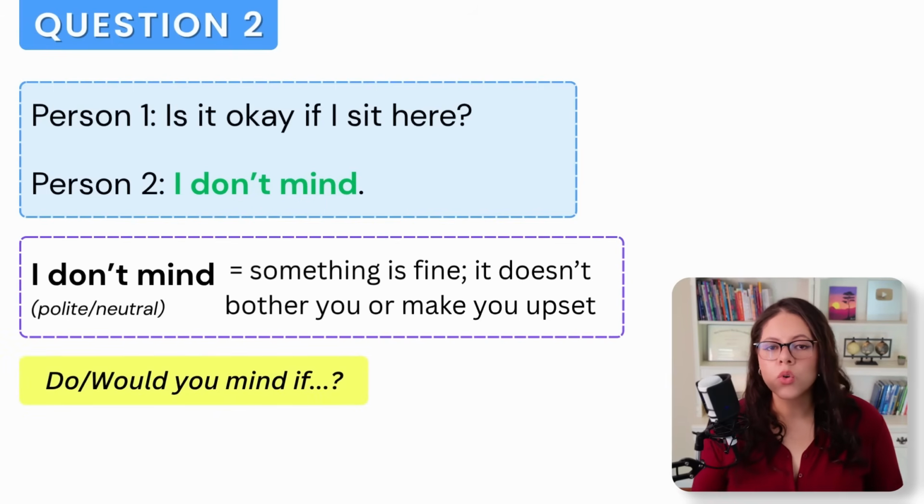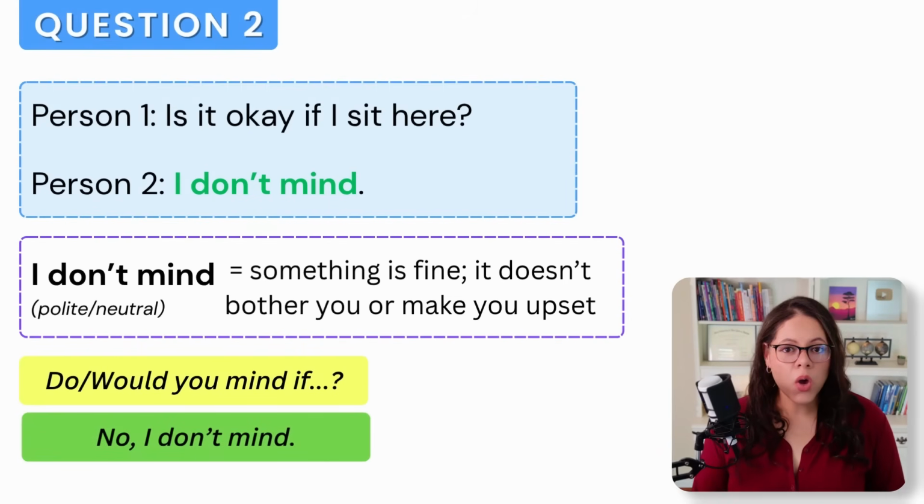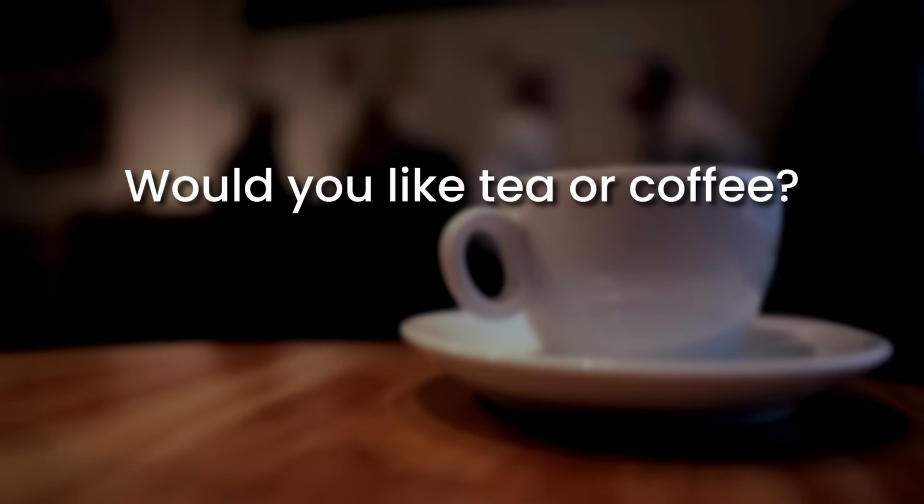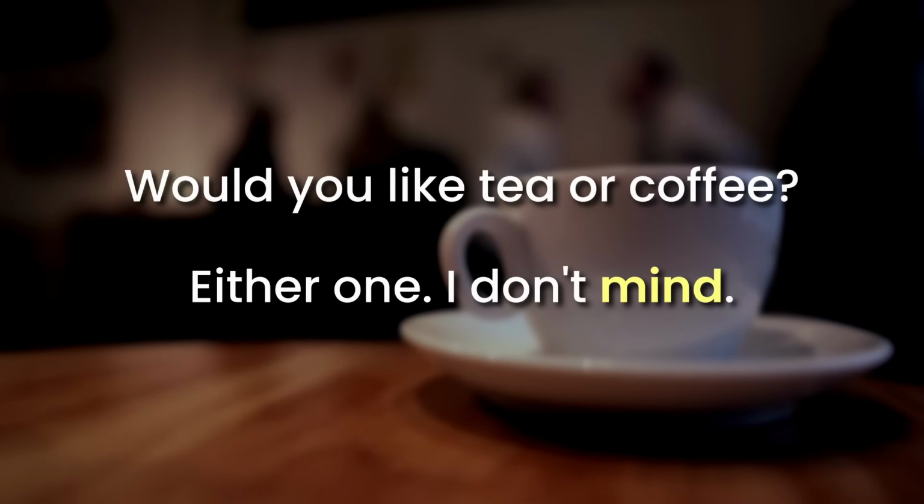Do you mind or would you mind if is a polite, common way to ask for permission. You're asking if your action would bother or inconvenience the other person. The expected polite answer is no, I don't mind. And this really means, yes, you can sit here, no problem. Would you like tea or coffee? Either one, I don't mind. This means I would be happy with either option, tea or coffee.